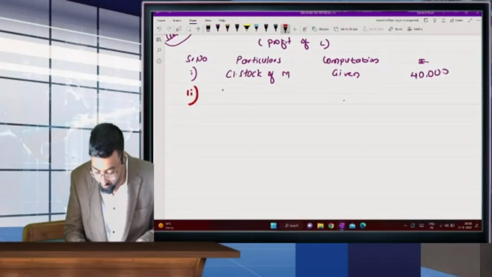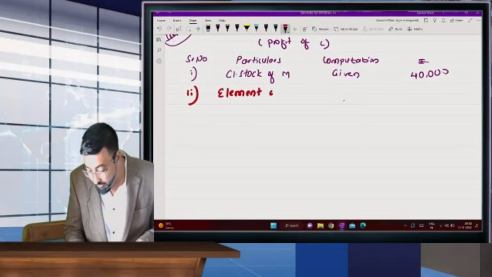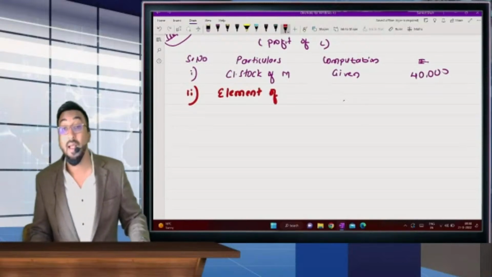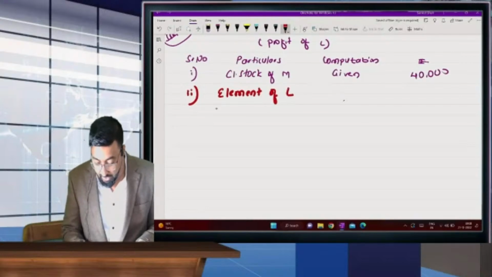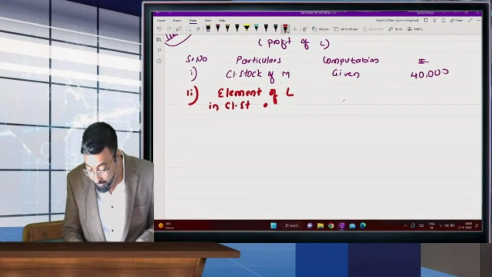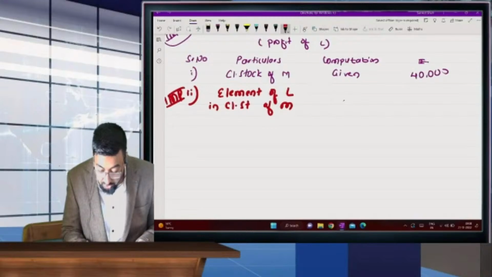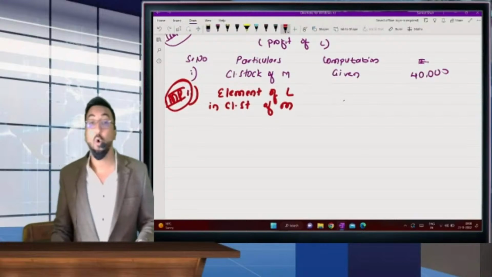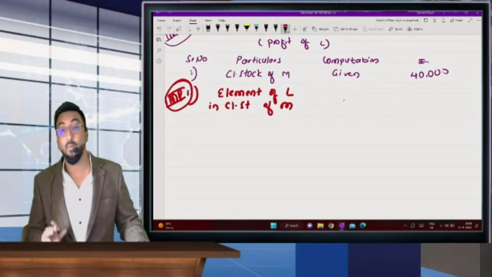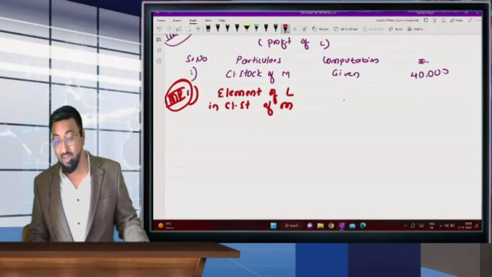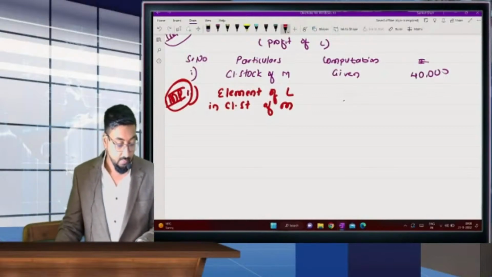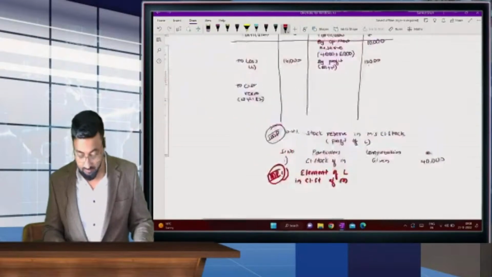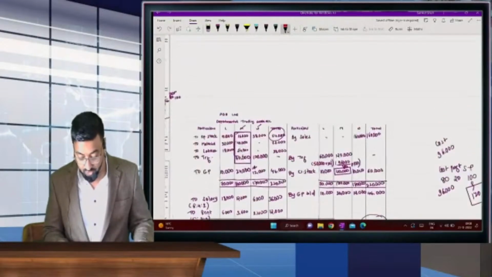Now loading is in stock which is transferred from L. So element of L in closing stock of M. Now this is an important adjustment, marked by red pen. Element of L in closing stock of M. Very, very important concept. So what is the element? Now please understand this concept logically.